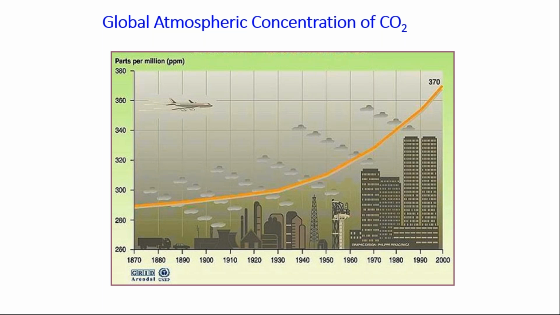So this graph clearly shows how carbon dioxide increased from 1870 to 2000. It is in terms of ppm, that is parts per million. It is near about 290 in 1870, now it is 370 in 2000, and it is also going to increase day by day.